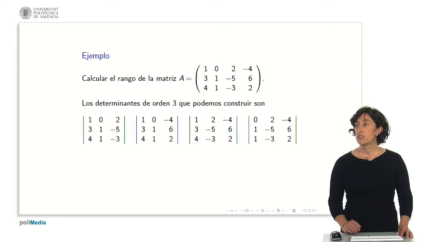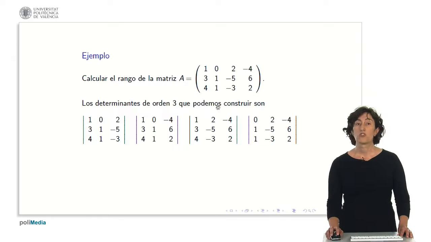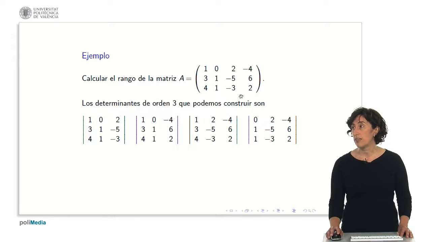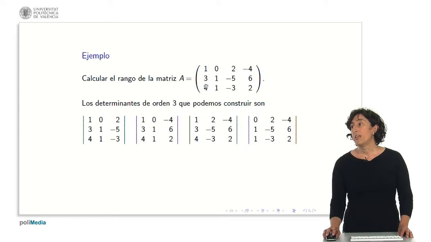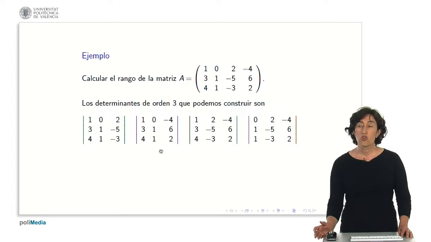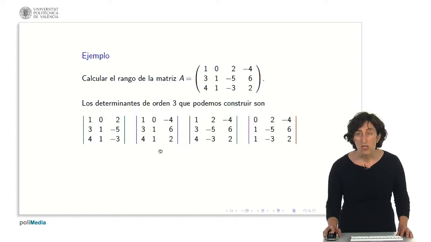Well, we build all the minors, the determinants of order 3 that we can build. All the minors of order 3 of that matrix are these that you see here. Let's choose, for example, the 3 rows, and the first, the second, and the third column, and it would have this minor here. Or the first, the second, and the fourth column, which would have this minor here. Or the first, the third, and the fourth, and it would have this other. Or the second, the third, and the fourth, and it would have this other. These are all the minors of order 3 that we can build for this matrix A.